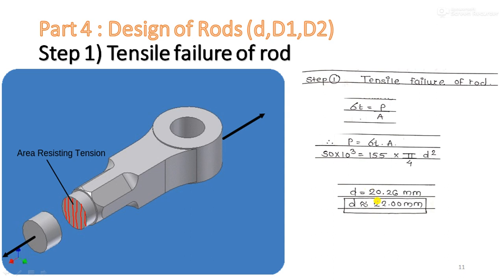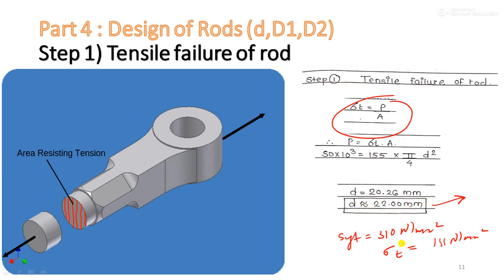Okay, so d is equal to 20.26, so I am getting d is equal to 22. Now this diameter which we have got after doing the stress analysis is nothing but the safe diameter. Whenever you are selecting a material having yield strength Sy equal to 310 Newton per mm square, for which sigma t, the allowable design stress after dividing by the factor of safety, I am getting 155 Newton per mm square. So whenever you are selecting a diameter of 22.0 mm, this allowable tensile stress will not exceed 155 Newton per mm square, because you have calculated by using the allowable stress only.